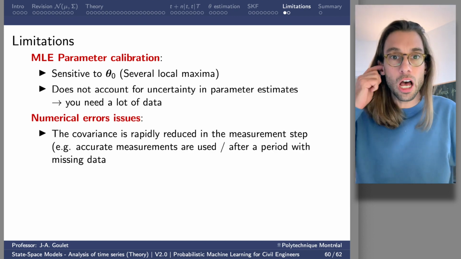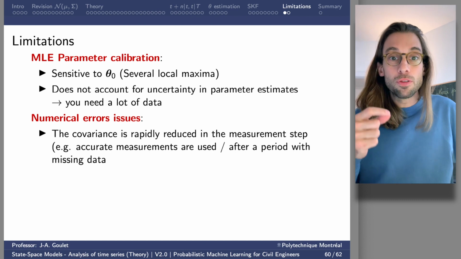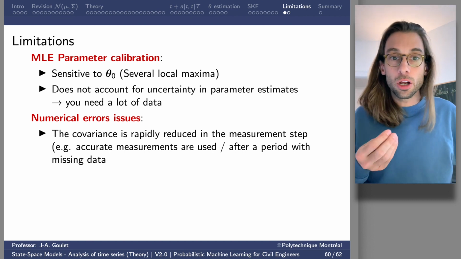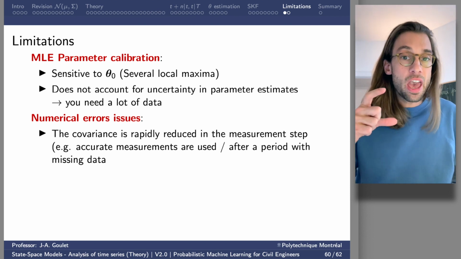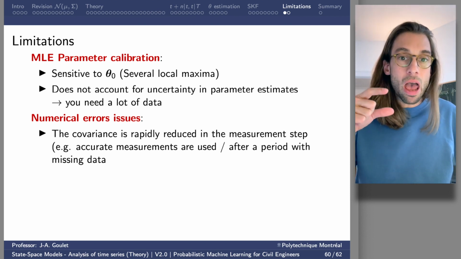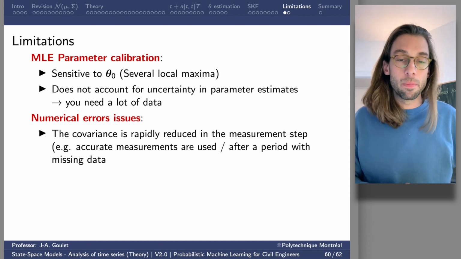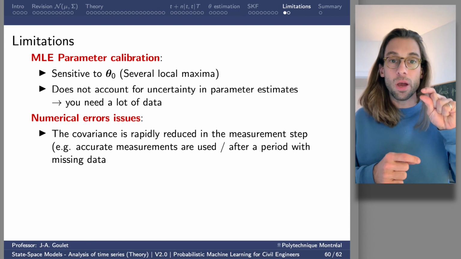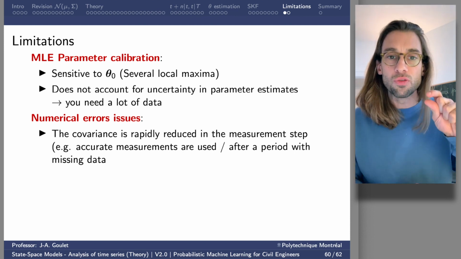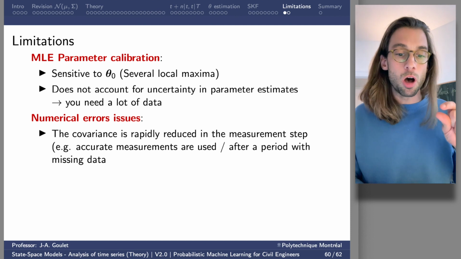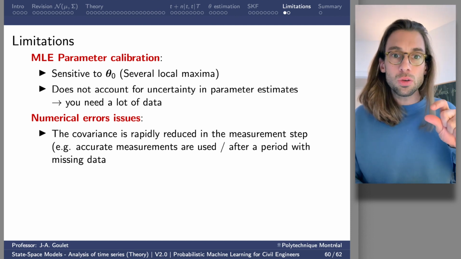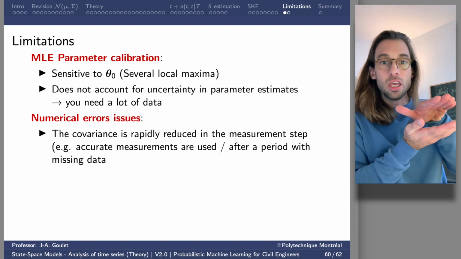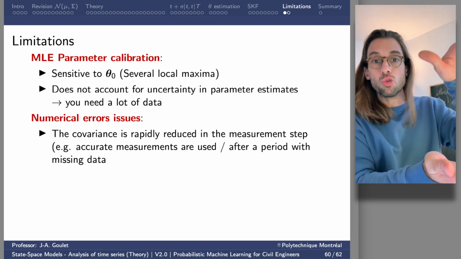Another thing you have to be careful of is that you can have numerical error issues when performing the Kalman filter. These typically arise when the covariance of your posterior is rapidly reduced in the measurement step. That can happen, for example, when you use very accurate measurements, so measurements for which the standard deviation of the observation noise is small, and if you use this after a long period with missing data. Whenever you have missing data, the confidence interval tends to grow over time.